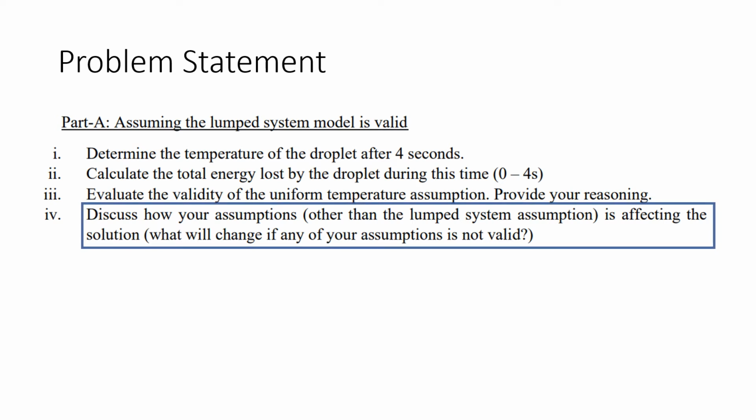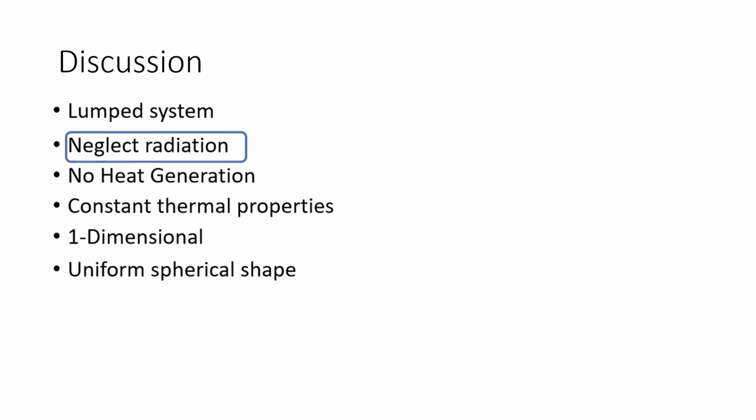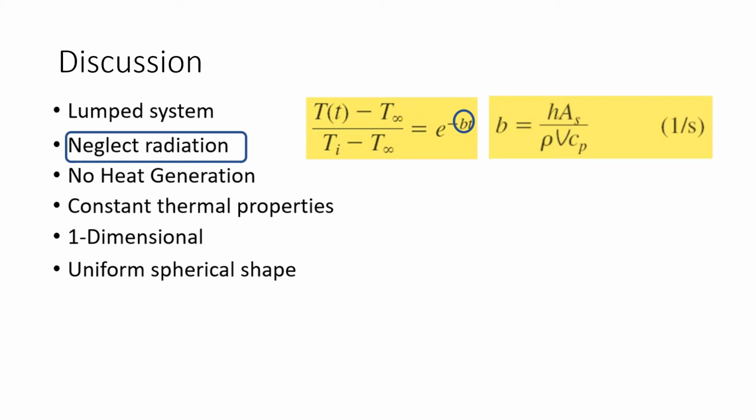So moving on, discuss how your assumptions, other than the lumped system assumption, are affecting the solution. What would change if any of your assumptions were not valid? So looking at our assumptions again, if we were to neglect radiation, the process would be the same. We would still use the same equation, but we would have to recalculate B because B depends on H.